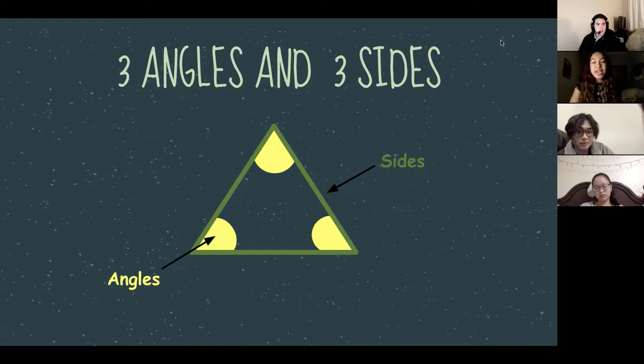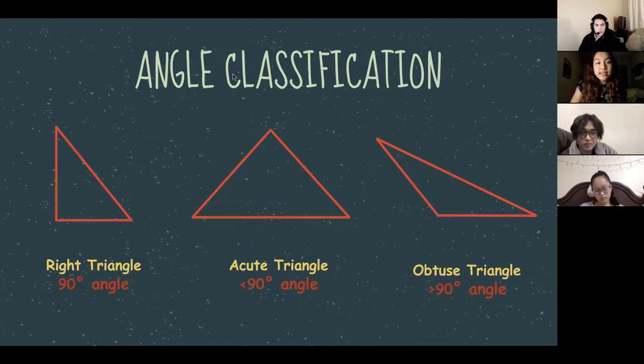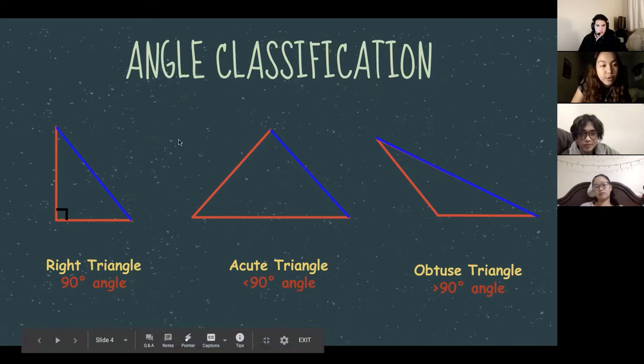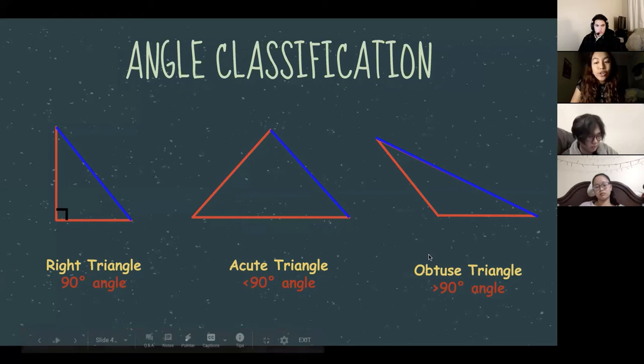And the sides and the angles are the two ways that we can classify triangles. So the first way is the angle classification. Here we have the right triangle, the acute triangle, and the obtuse triangle. And here we can see the angles better, they're in red. A right angle has 90 degrees, so it becomes a right triangle. An acute angle is less than 90 degrees, and that would be an acute triangle. An obtuse angle has more than 90 degrees, and that would be an obtuse triangle.